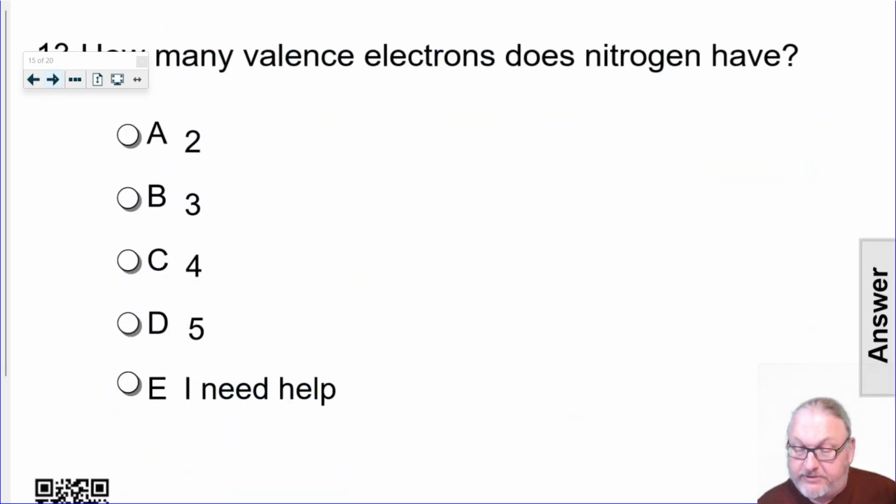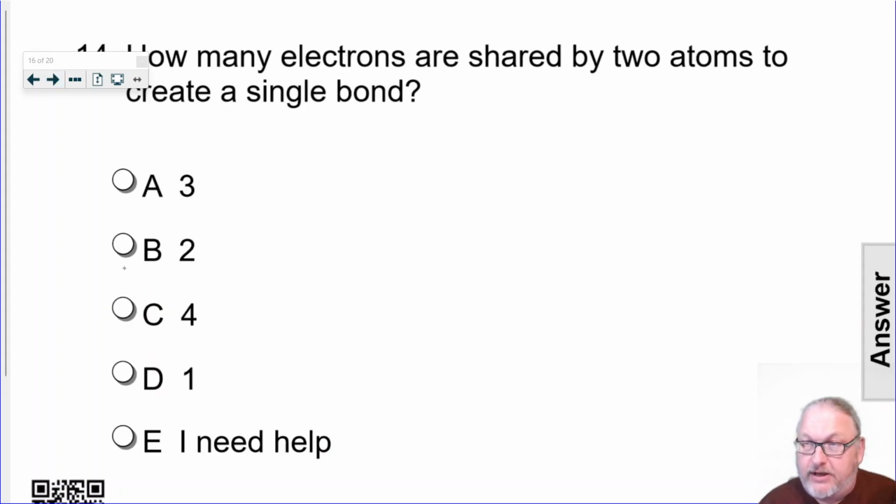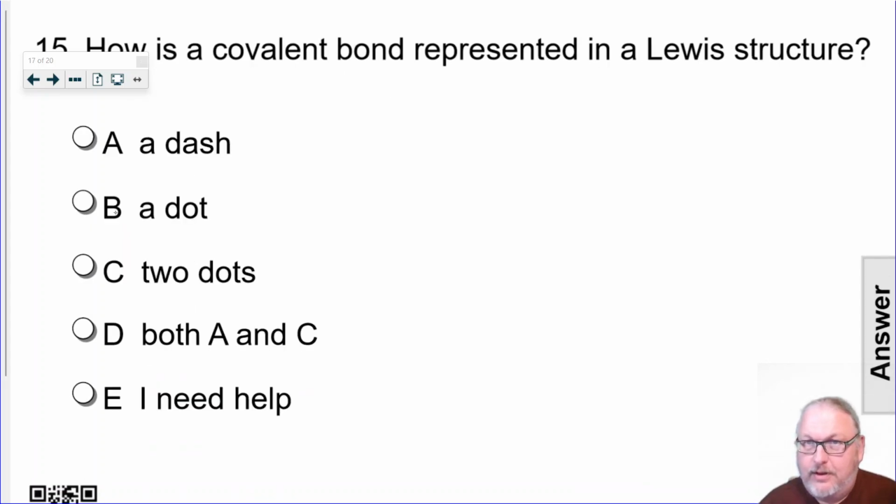How many valence electrons does nitrogen have? This is old hat. That's going to be 5. How many electrons are shared by 2 atoms to create a single bond? 2. How's a covalent bond represented in a Lewis structure? Well, it could be a dash. It could be 2 dots. So, of course, that would be A and C.